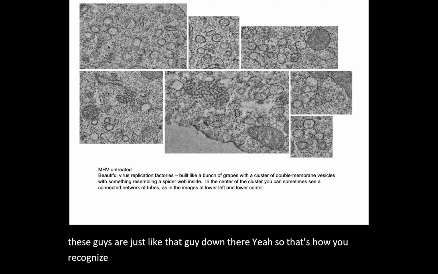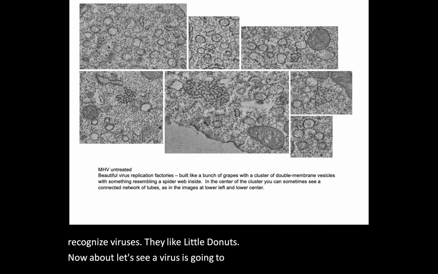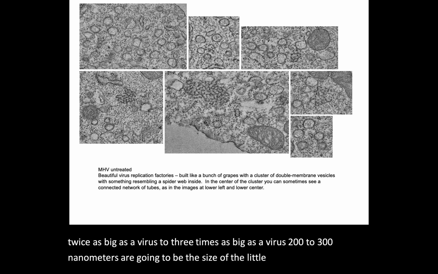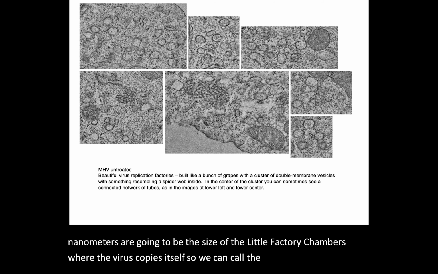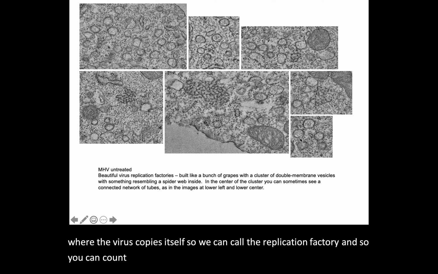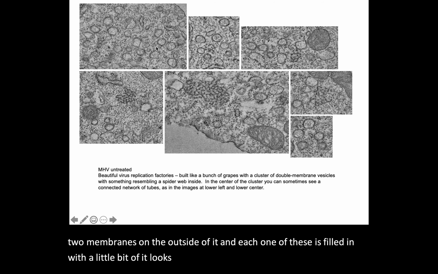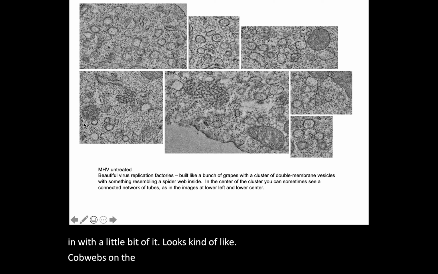They're like little donuts. Now, a virus is going to be about 100 nanometers. And twice as big to 3 times as big as a virus, 200 to 300 nanometers, are going to be the size of the little factory chambers where the virus copies itself. So we can call these the replication factory. And so you can count individual chambers. You'll see each of the chambers has 2 membranes on the outside of it. And each one of these is filled in with a little bit of, it looks kind of like cobwebs on the inside. You'll see they look quite different from mitochondria.